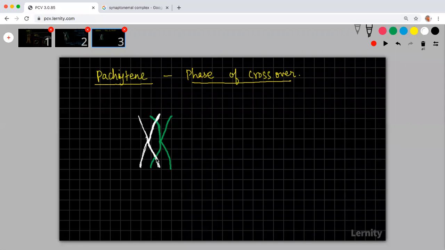So what will happen is, this is called crossing over. The paternal chromosome and maternal chromosome will cross over with each other. Okay, and this point of place where they are joined, that point is called chiasma. Okay, chiasma is singular, chiasmata is plural.